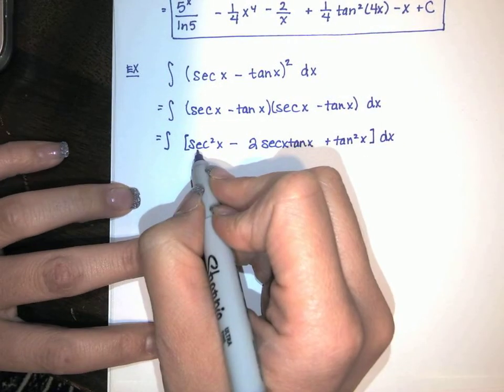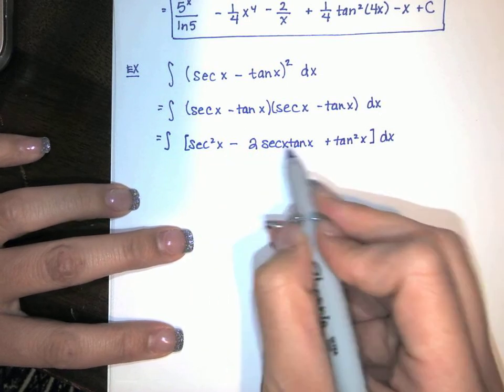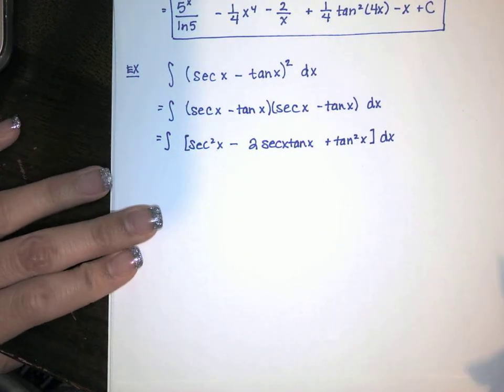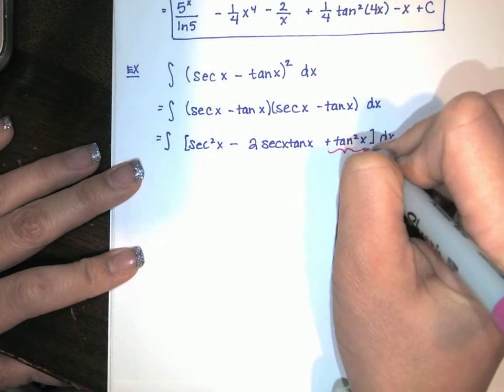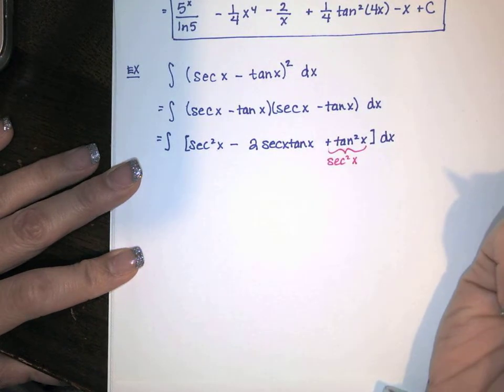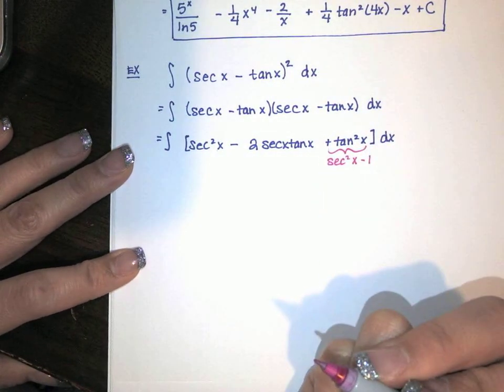Here I've got a rule for this. That's antiderivative of secant squared is tangent. I've got a rule for that. The antiderivative of secant times tangent is secant, but I don't have one for tangent squared. But, as we just saw in the last example, because of our Pythagorean identity, tangent squared plus 1 is secant squared, so tangent squared is secant squared minus 1.